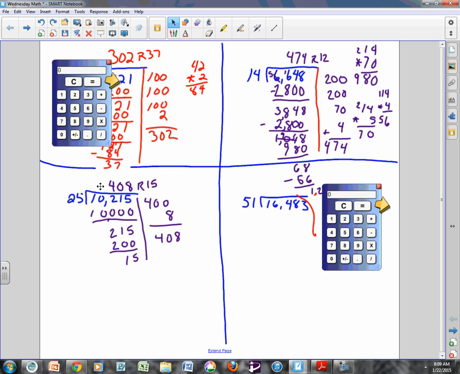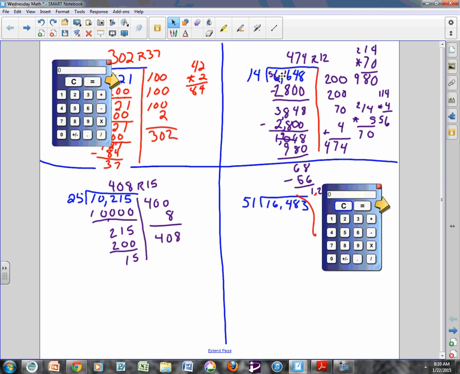So let's start with the one that we just did. Let's take 10,215, and we're going to divide it by 25. That's 408 with a decimal. So if we multiply 408 times 25, we end up with 10,200, and you can see 10,200 is close to this with a remainder of 15. So that answer was correct.